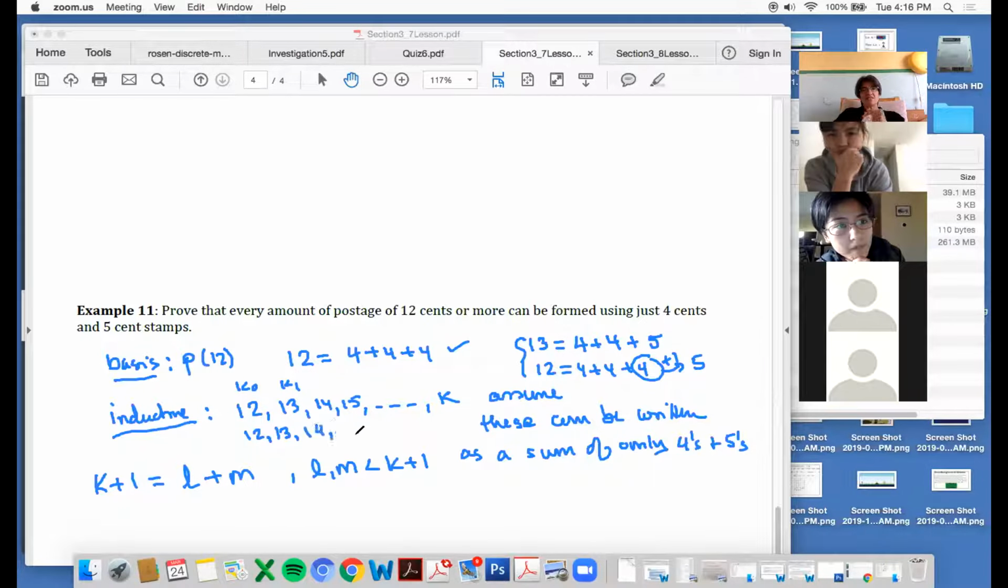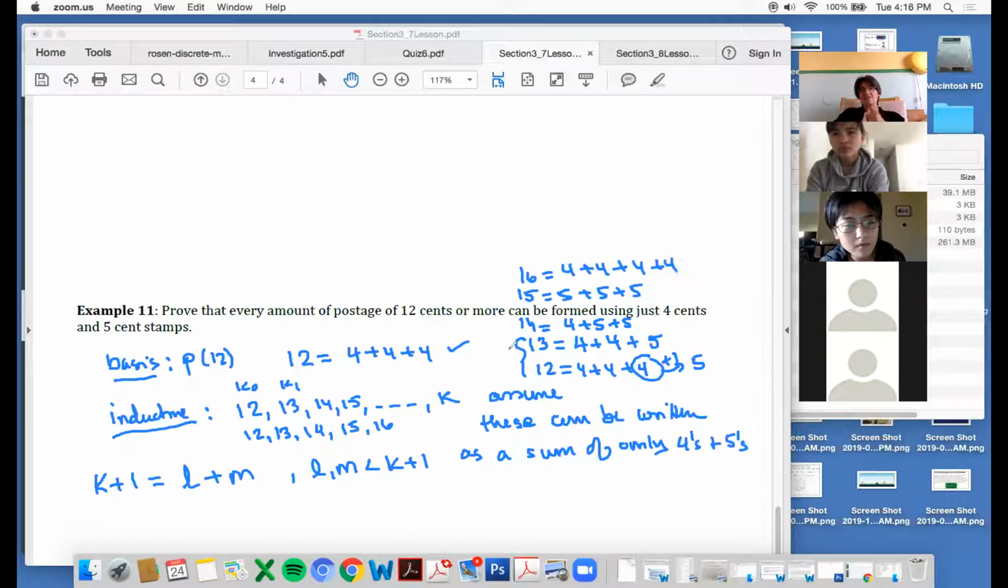How about 14? 14 is 4 and 5 and 5, right? And 15 is 5 and 5 and 5. But then if we get to 16, we're back with the 4s. They're all 4s again. So we could say that if the number is less than 16, these are the basis cases because they're all slightly different. You can have 4 basis cases, but once you hit 16, then it's a repetition. So there can be more than 1 basis case.